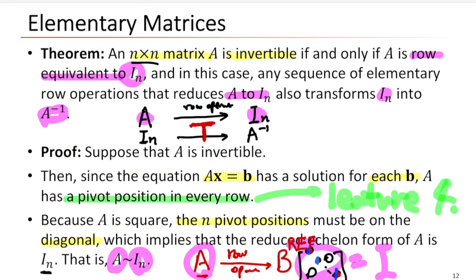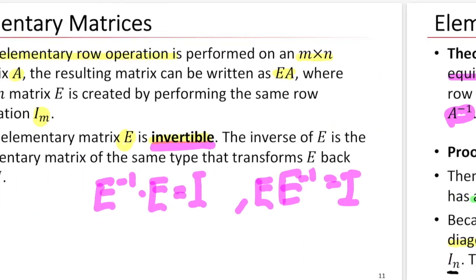So to conclude, the matrix A is invertible if and only if A is row equivalent to I_n, right? So in this case, this matrix A is invertible, and any sequence of elementary row operations that reduces A to I_n will also transform the identity matrix I_n to the inverse of the matrix A. Okay, this is the theorem of the elementary matrix.